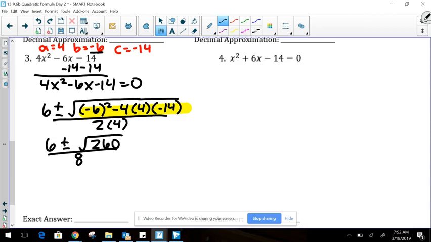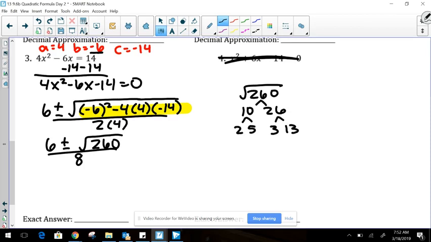Okay, now I need to see, can I break down 260? Again, I won't do this problem here, so we have more room to work. 260, break that down. All right, let's do, say, 10 times 26, 2 times 5, 3 times 13.